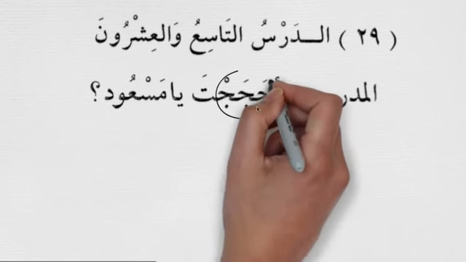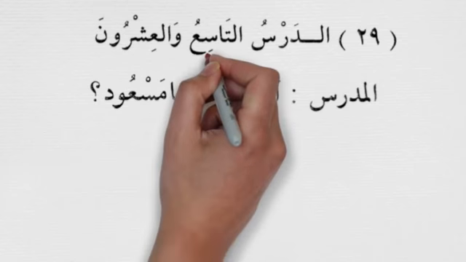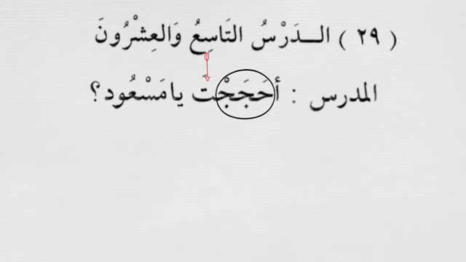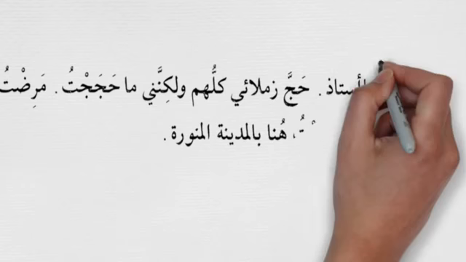Al-mudarris: ahajajta ya mas'ud? We know a is harfu istifham, hajja is the fa'al and ta is the fa'il. So, did you do hajj, ya mas'ud? That's the question the teacher is asking. Whenever there's harfu istifham, there should be a jawab, harfu jawab. So Mas'ud says la. La is the harfu jawab. Ya ustaz, no ya ustaz. Hajja.